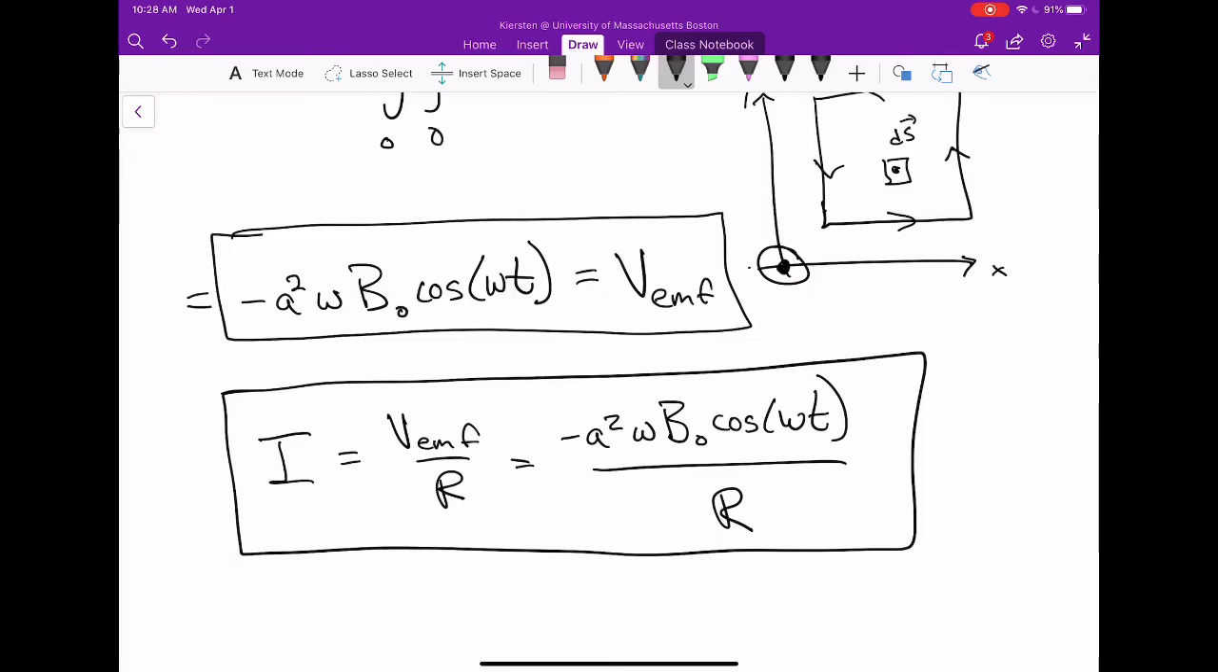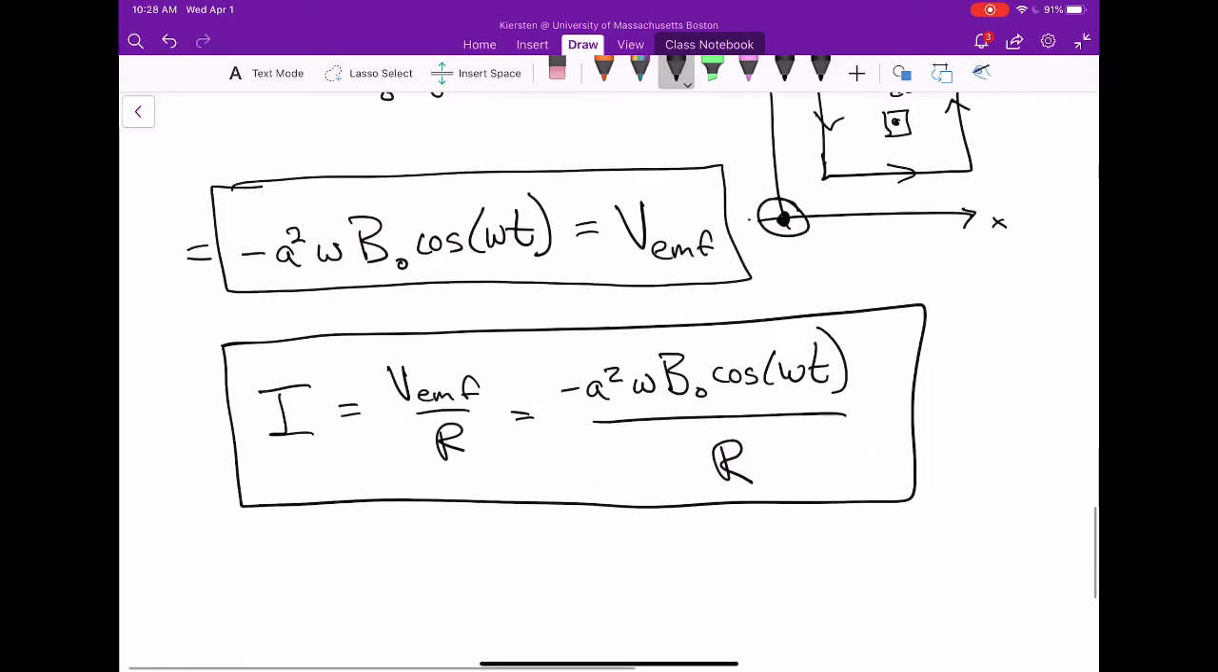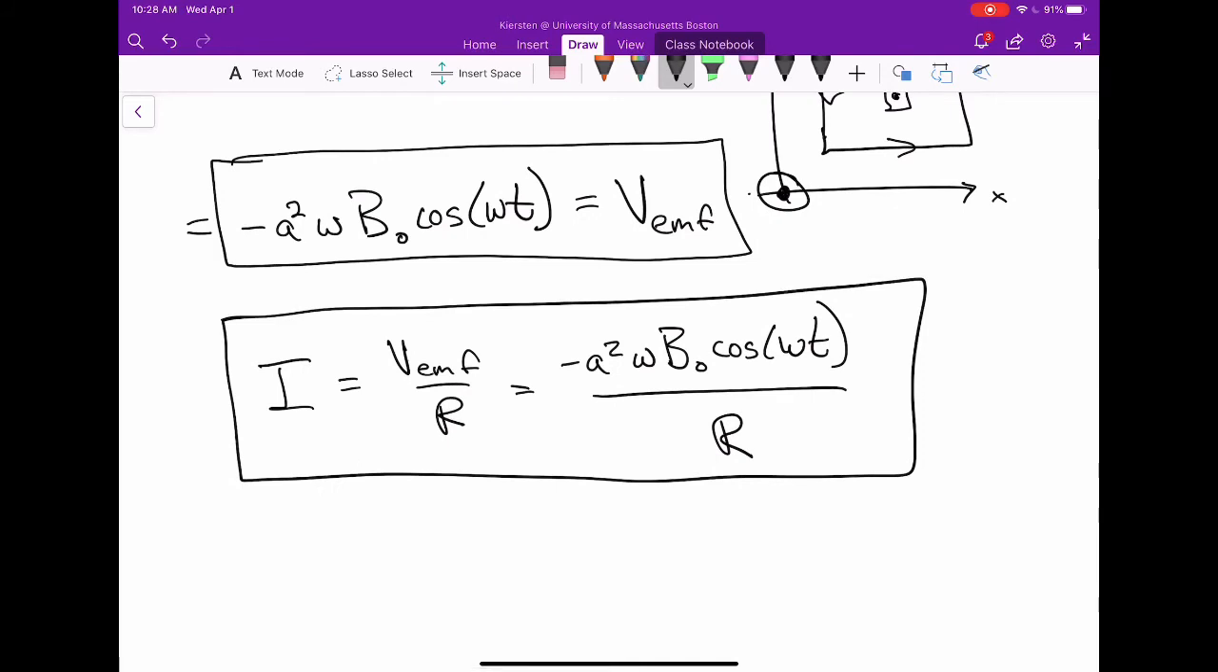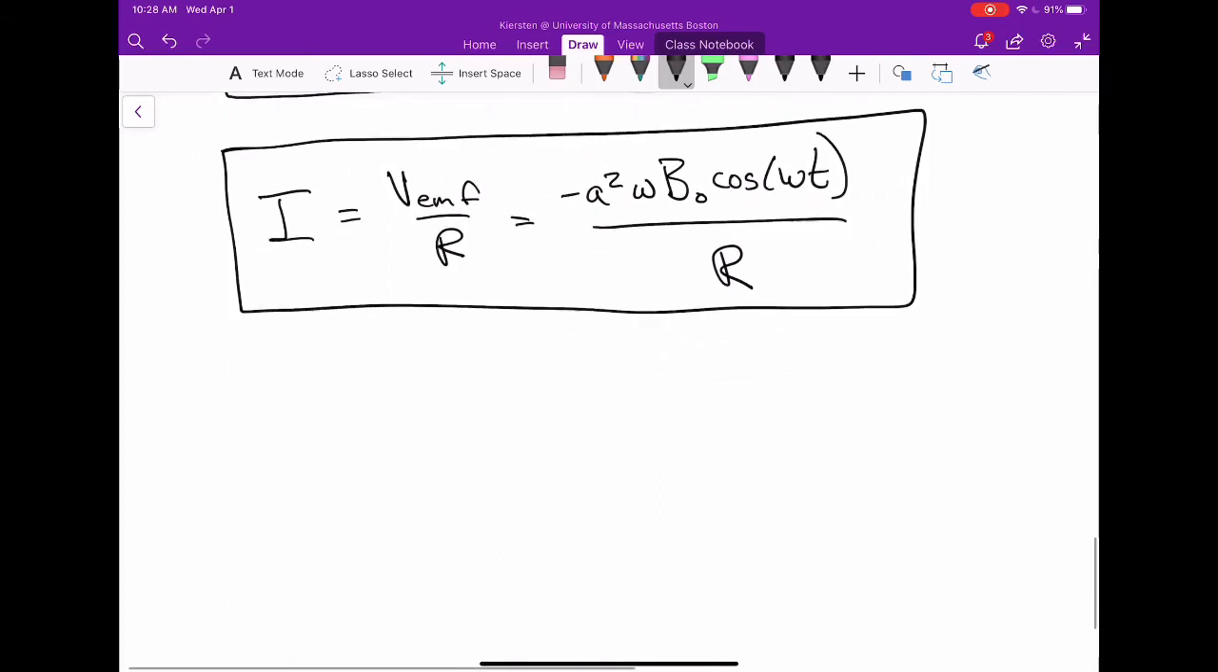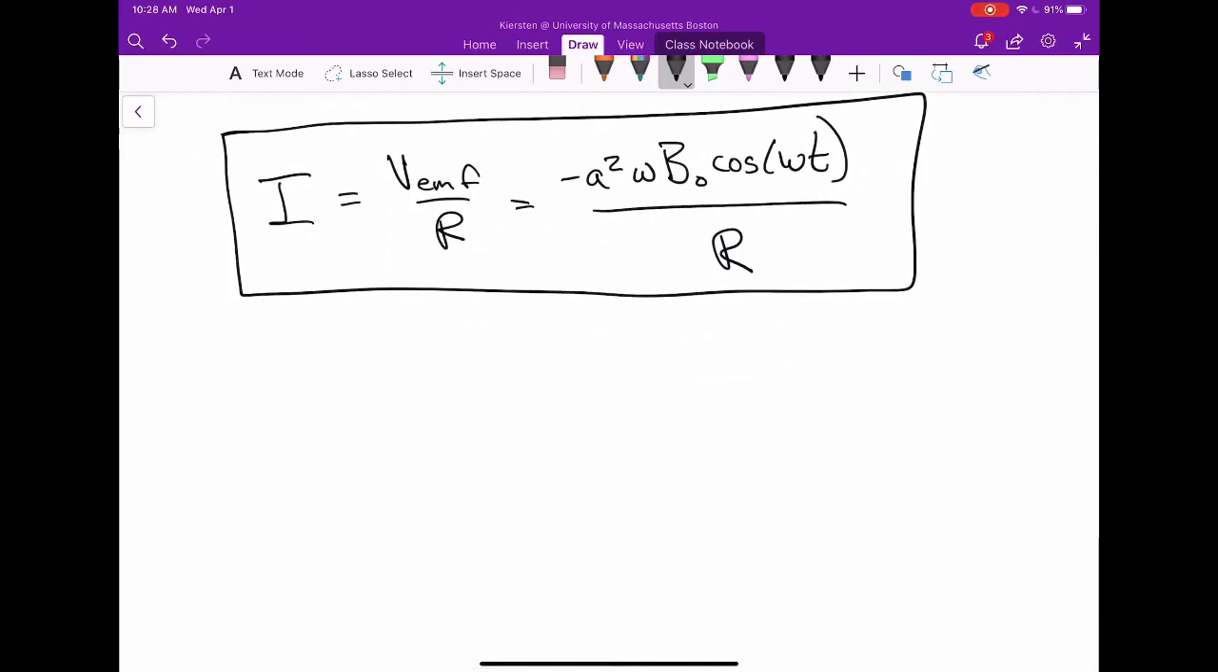Now for part 2, we're asked to assume that the loop is placed such that the angle between the surface normal vector and that time derivative is some angle that's not 90 degrees. It's an arbitrary angle, theta.